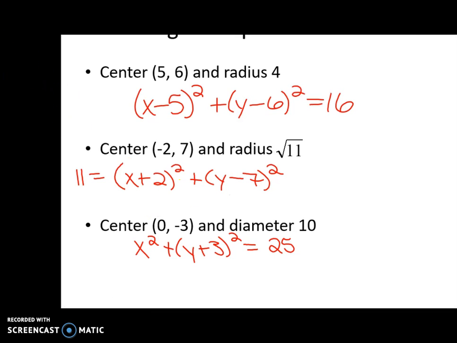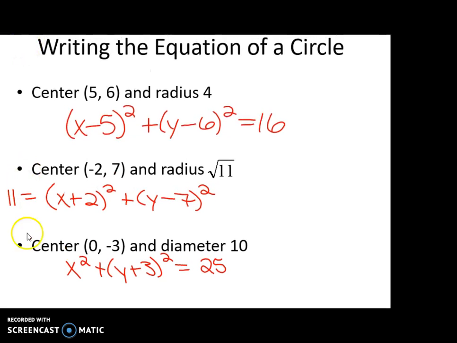Let me just move this. If I have a center 0, then it's x minus 0 squared, but x minus 0 is x, so that's going to be x squared. And then plus y minus negative 3, which is plus 3 squared, equals, diameter is 10.